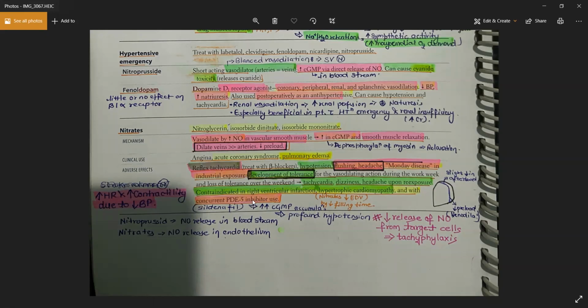Okay, very important. Remember the pressure volume loop for these nitrates: you will have a loss of preload, so the end diastolic volume will be decreased. You have a loss of afterload, so the pressure is also decreased, but the contractility will remain the same. So this is what you will get.